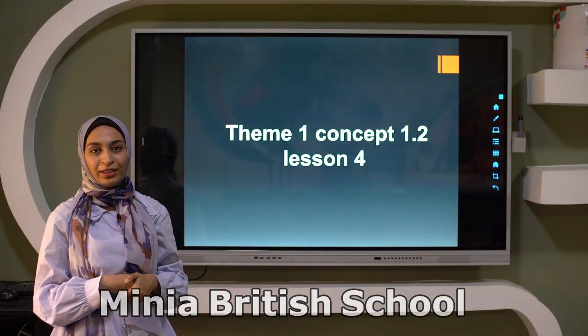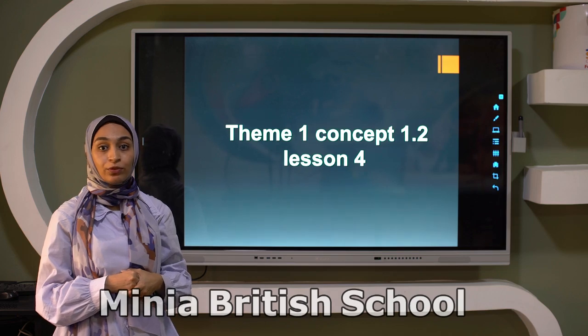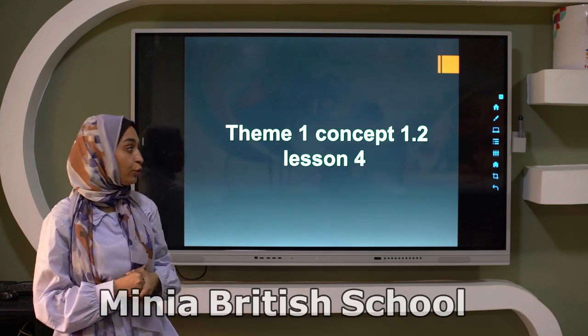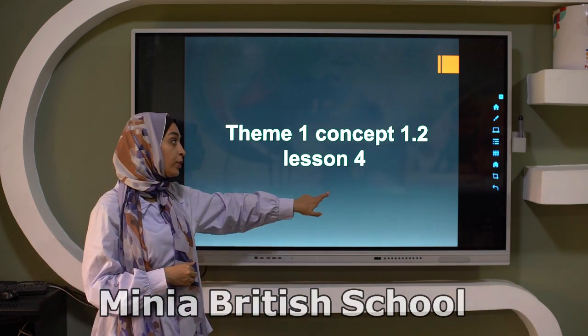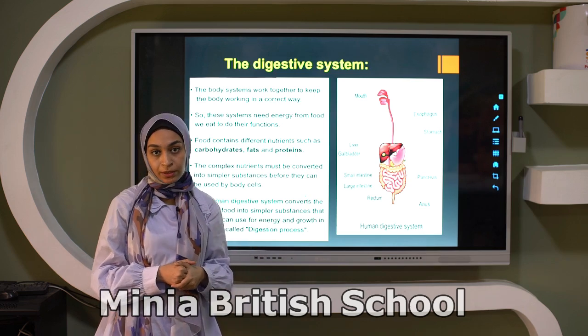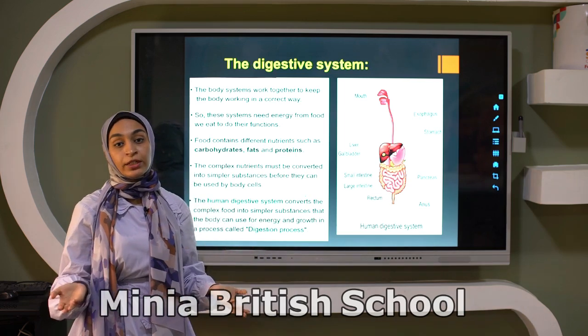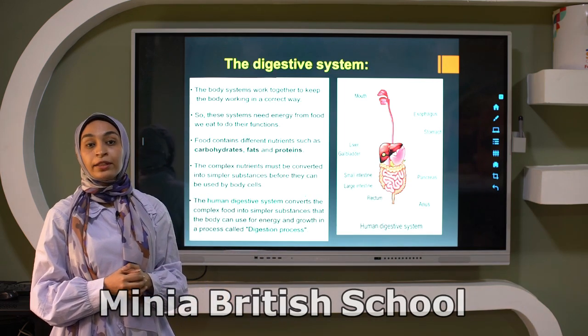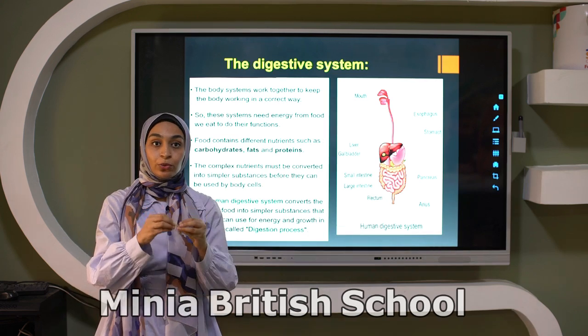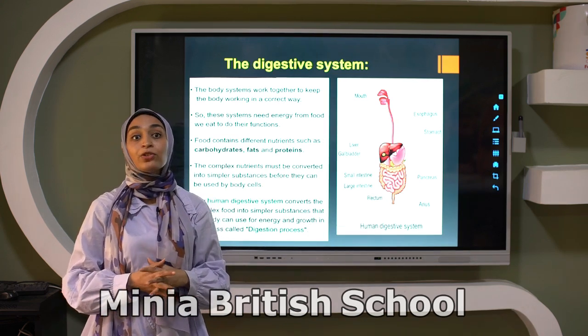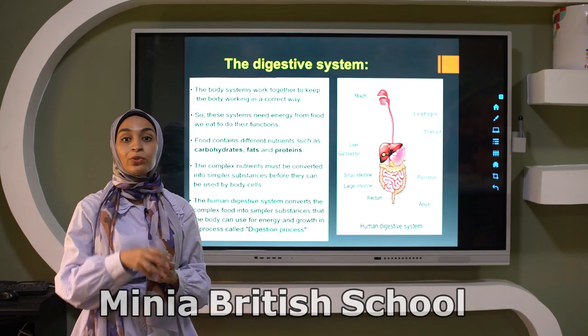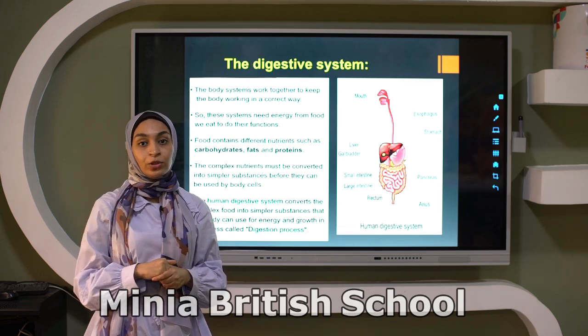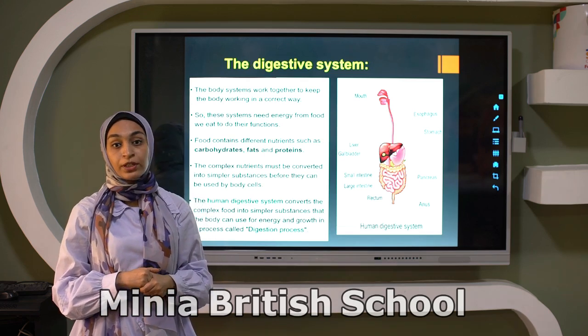Today we are going to start lesson 4 in concept 1.2, which talks mainly about the digestive system. We know that each cell inside our body needs nutrients to do its function, and to do its function, it needs to take its nutrients from the digestive system.